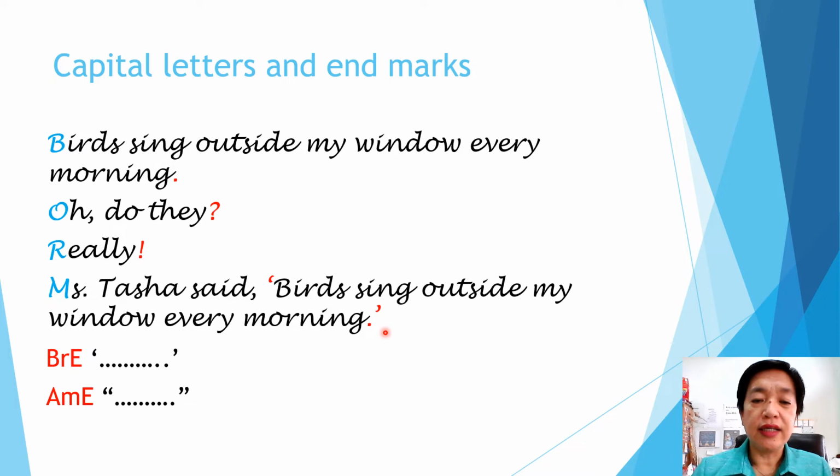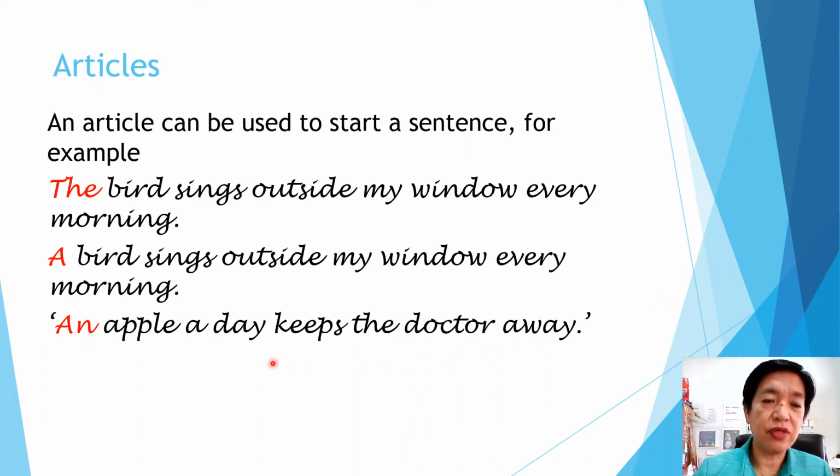Now, in direct speech like this example, Miss Tasha said, "Birds sing outside my window every morning." This is enclosed with a pair of quotation marks. And by the way, in British English, the use of single quotations is more common, while double quotations are more common in American English. Articles also are used at the start of a sentence: the, a, and an. There's a video on articles only, so you can look at the previous videos.